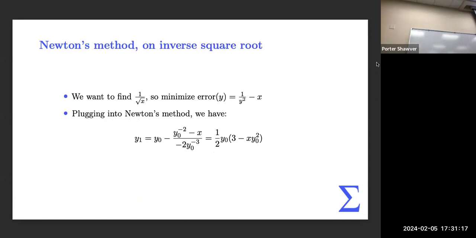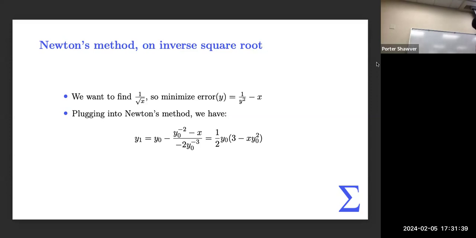Anyway, we want to find 1 over square root of x. So we want to minimize this error function where, given a y, this is going to be 0 if we've made the right guess, right? 1 over y squared minus x. If y is actually 1 over square root of x, this will be 0. It'll be x minus x. Everything will cancel out.